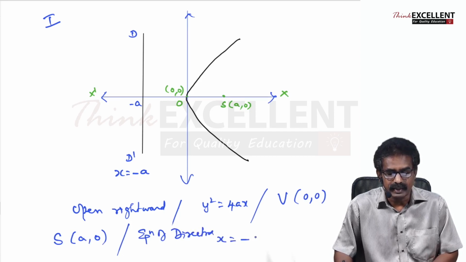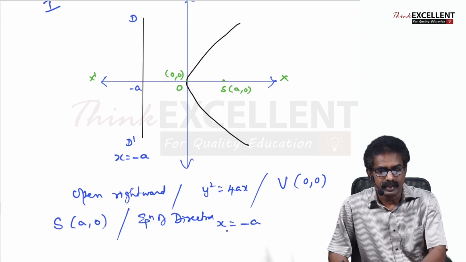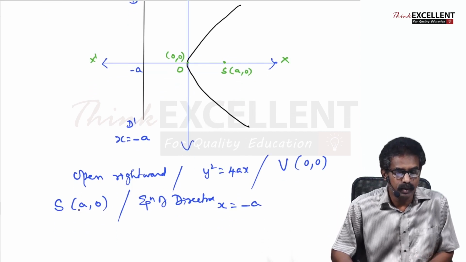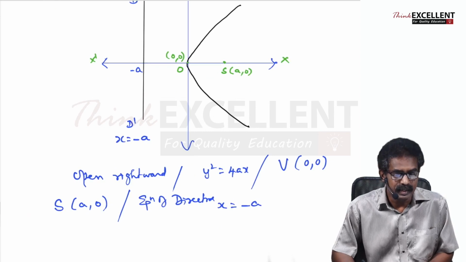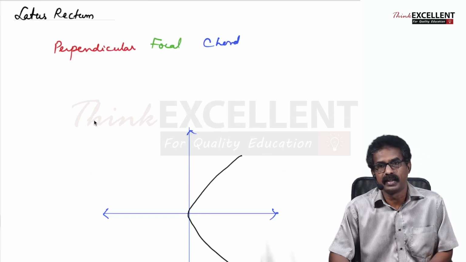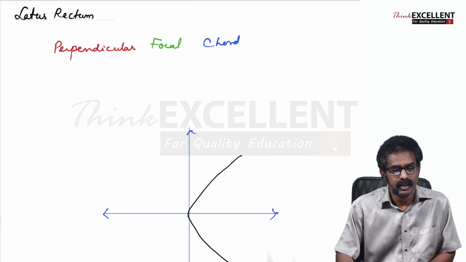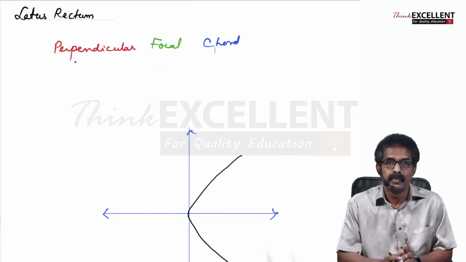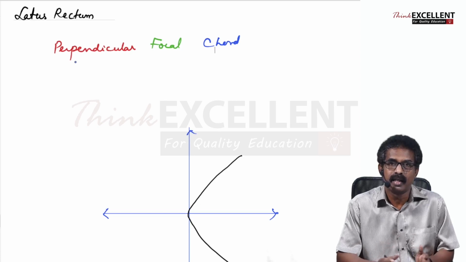X equal to minus a. So these are some of the results. And I'm going to teach another very important result, that is latus rectum. So, the definition of latus rectum. What is latus rectum? It is a line, a perpendicular focal chord.